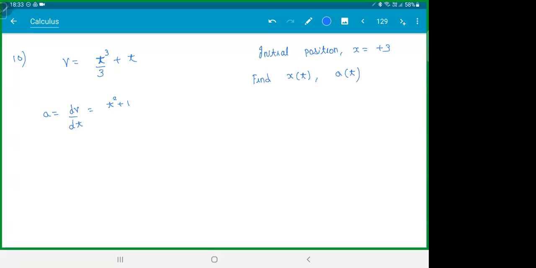X will be brute force integration. There's nothing there to think in this. Just put the integration and finish it off.